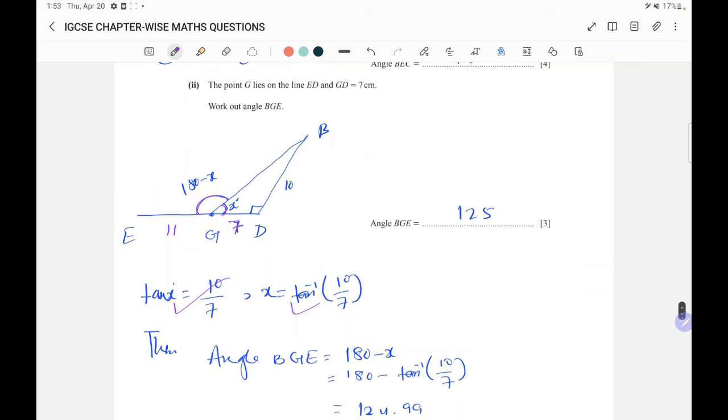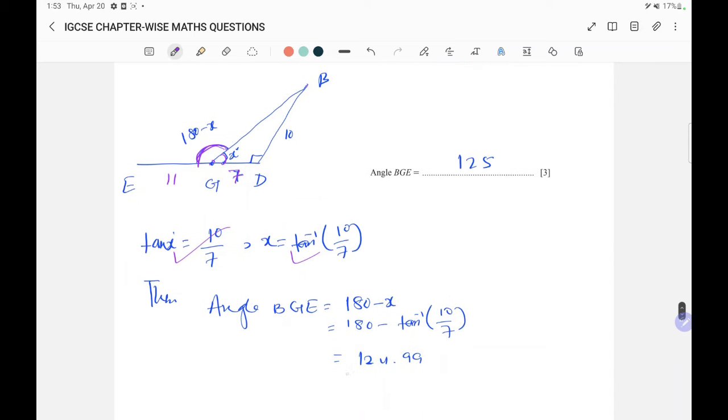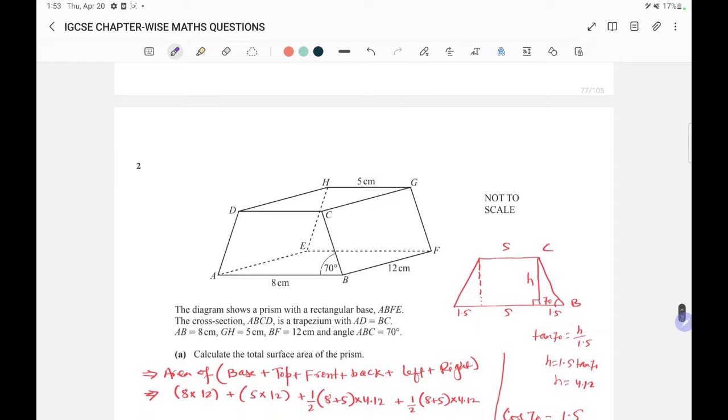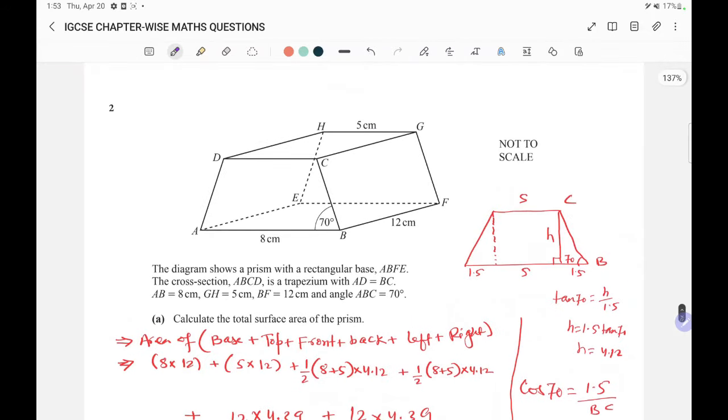So angle BGE we need to find, right? BGE. So this angle, already we got x, this part. So 180 minus x, so 124.9 is approximately 125. Now come to the second question that says the diagram shows a prism with a rectangular base.